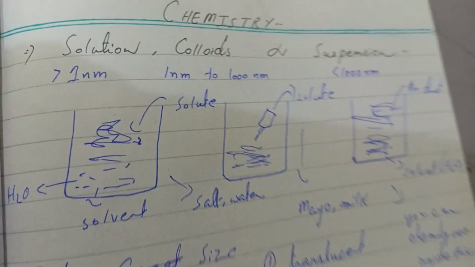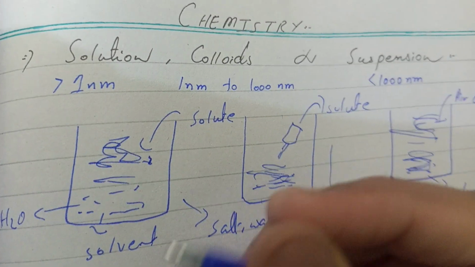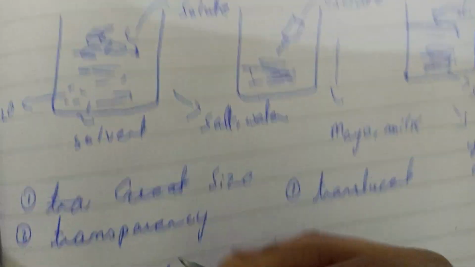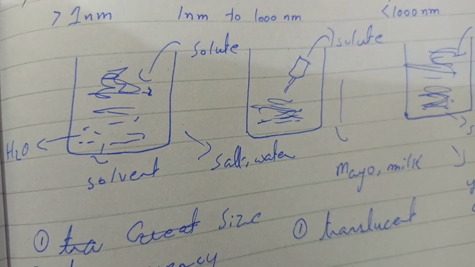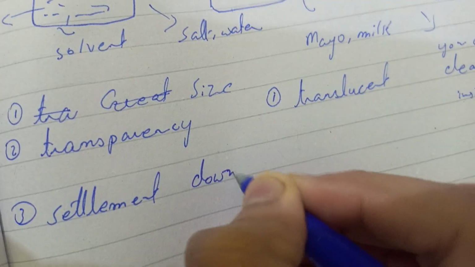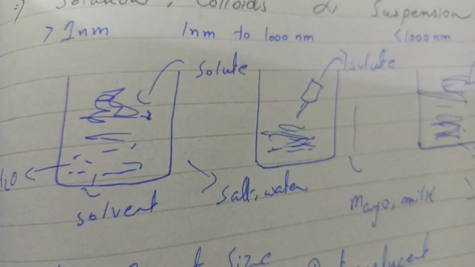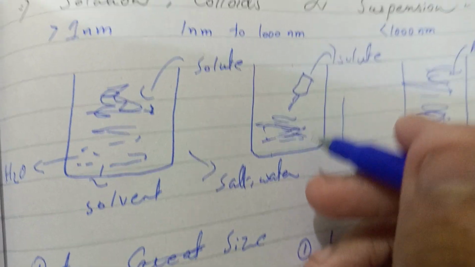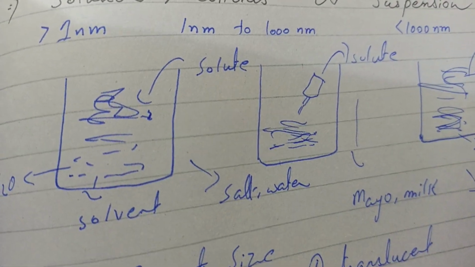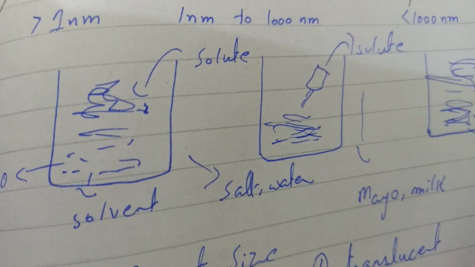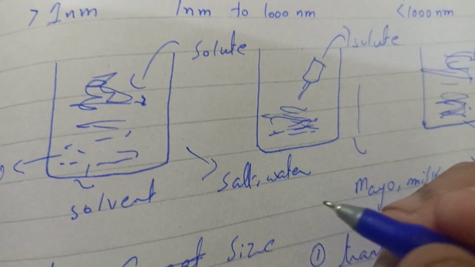What does it mean? In the true solution, it's not like that. Particles don't settle down. In the true solution, remember this thing, particles do not settle down by their own, but you can make them settle by coagulation.